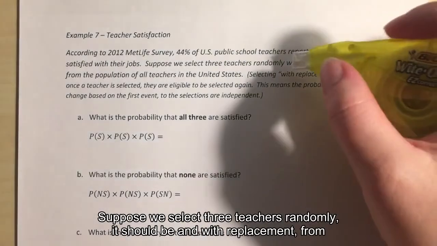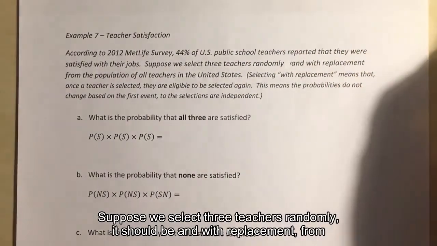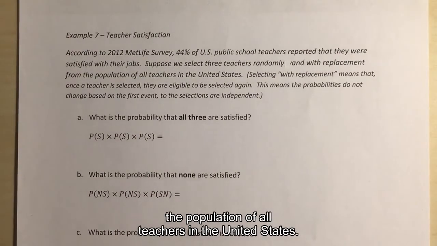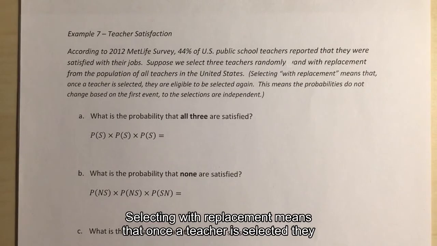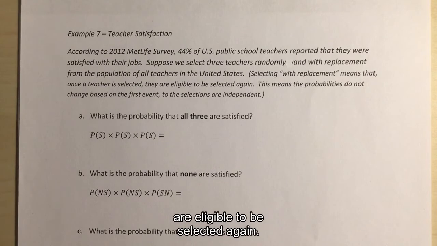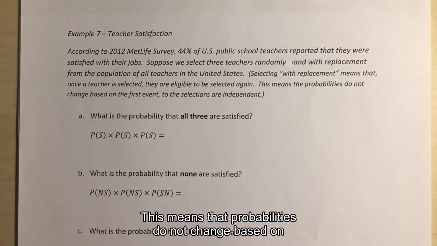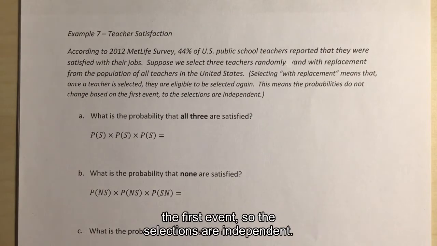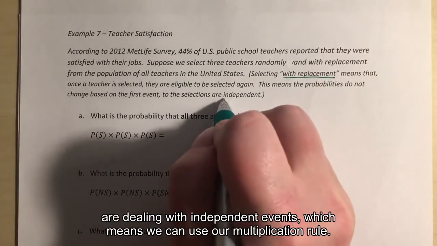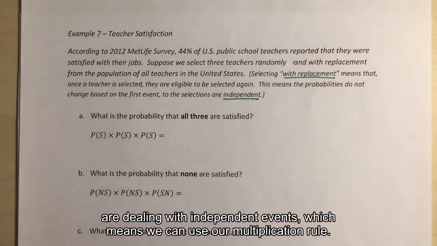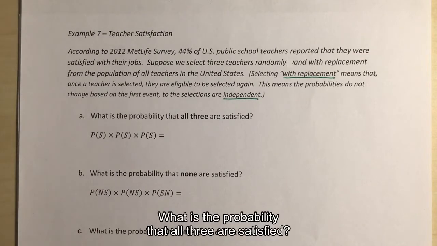It should be with replacement from the population of all teachers in the United States. Selecting with replacement means that once a teacher is selected, they are eligible to be selected again. This means that probabilities do not change based on the first event, so the selections are independent. So if we see with replacement, that means that we are dealing with independent events, which means we can use our multiplication rule. So what is the probability that all 3 are satisfied?